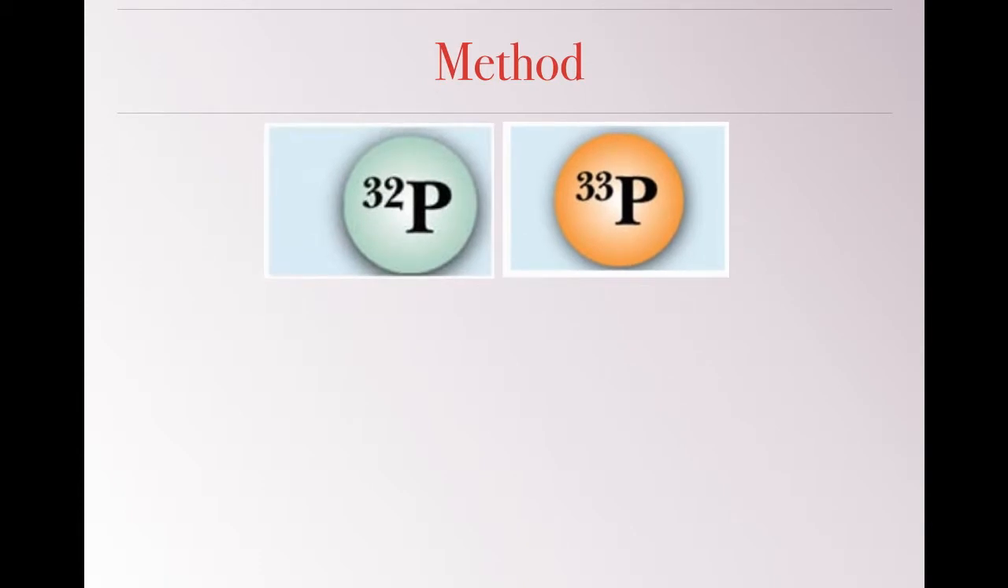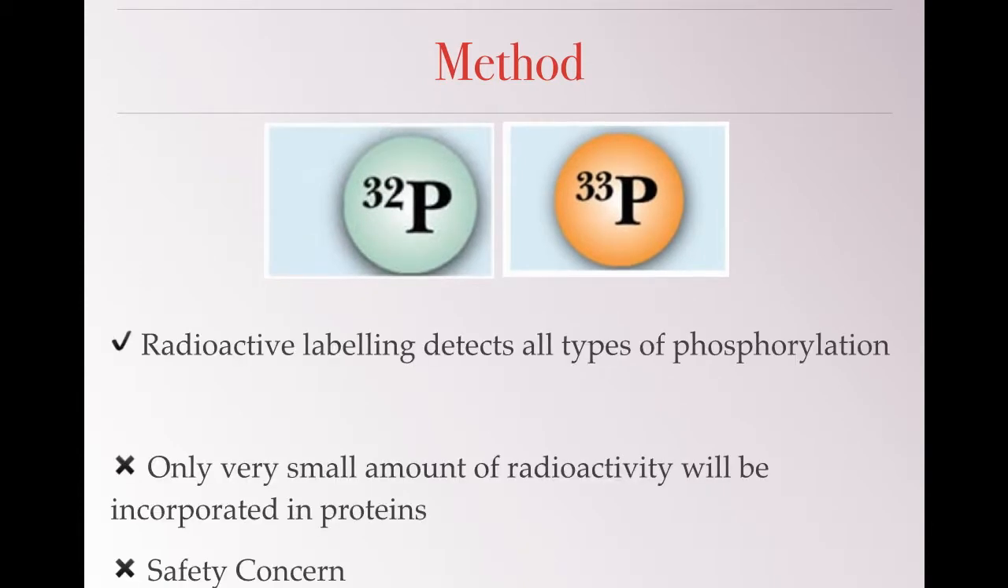Because of this, radioactive labeling is able to detect all types of phosphorylation. However, only small amounts of radioactivity will be incorporated in proteins. Moreover, the quantity of the isotope and duration of labeling is important as it can artificially induce changes in phosphorylation. Safety issue is of a great concern.